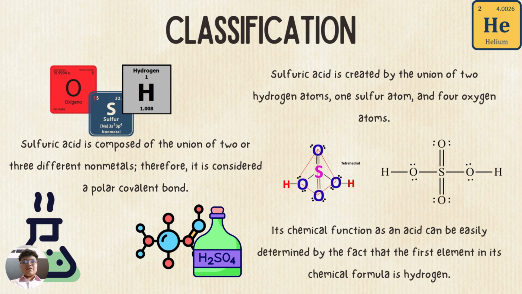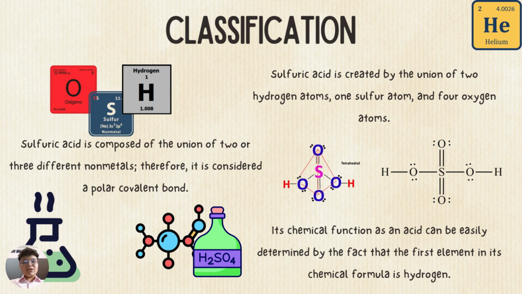I'm going to present the classification of sulfuric acid. To understand it, we must first know that sulfuric acid is composed of three elements: hydrogen, sulfur, and oxygen. This compound contains two hydrogen atoms, one sulfur atom, and four oxygen atoms.